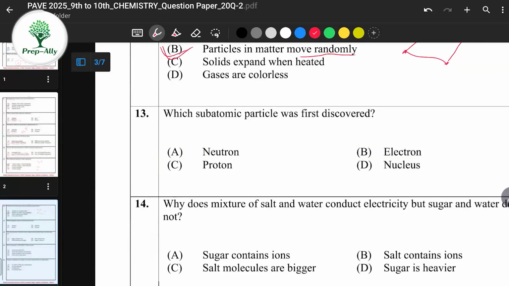Question number 13. Which subatomic particle was first discovered? So the first discovered subatomic particle was the electron. The electron was discovered first by using a cathode ray tube experiment, and the scientist who discovered the electron was J.J. Thomson. So correct option is B.